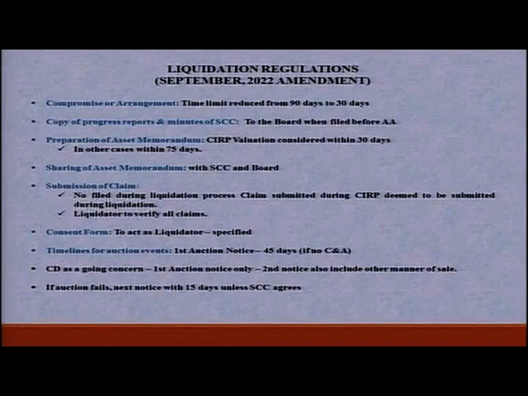A copy of the progress report, which will be provided to the AA, will now be provided to the board also, along with the minutes of the shareholders committee meeting. Preparation of the asset memorandum.